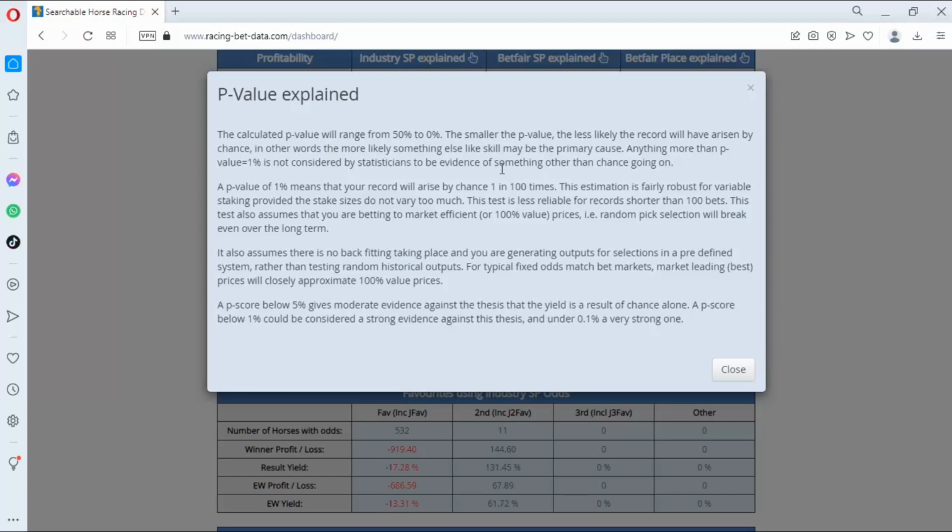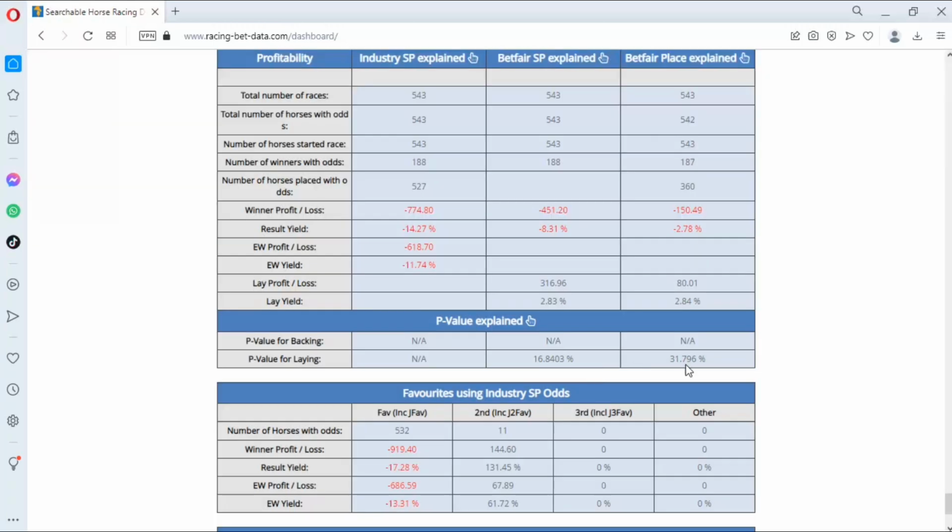So exactly what we're looking for when generating or testing a system that you have been backing or laying in this instance. Anything more than a p-value of 1% is not considered by statisticians to be evidence of something other than chance going on. So we've had scores of 16.8 and 31.7. So like I said, it's random output. I just generated that to get some figures in this table.